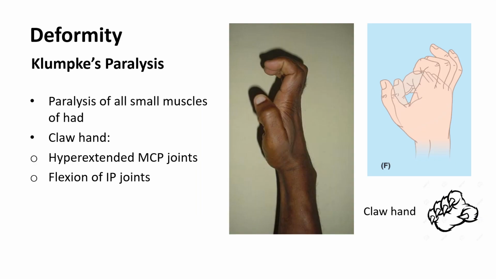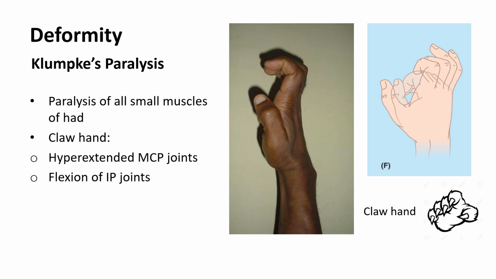The resulting deformity from C8-T1 roots injury is called Klumpke's paralysis. This deformity occurs due to paralysis of the small muscles of the hand, especially interossei and lumbricals. As the ulnar nerve and the median nerve are both affected, we will get paralysis of all muscles of the hand.